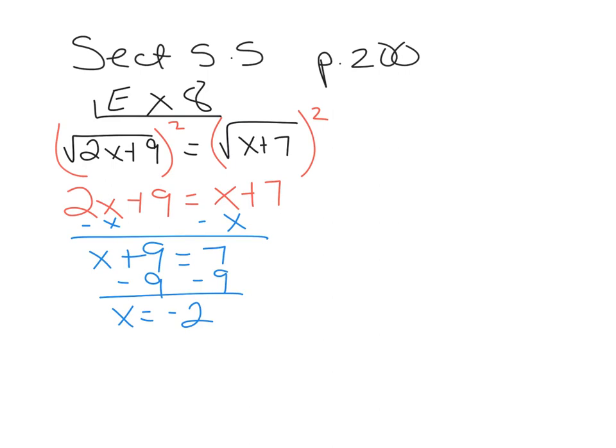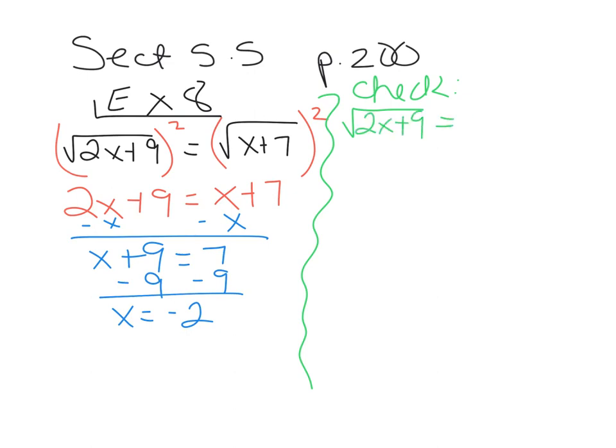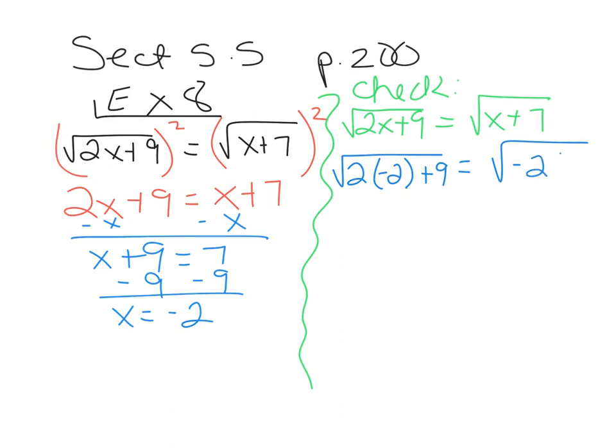Now don't forget, with radical equations, it's imperative that you check your work. So over here on this side, we're going to check, starting with the original equation, the square root of 2x plus 9 is equal to the square root of x plus 7. And we're going to take our solution, x equals -2, and substitute it for x on both sides, and then simplify each side down. So that's going to turn out to say the square root of 2 times -2 plus 9 equal to the square root of -2 plus 7.